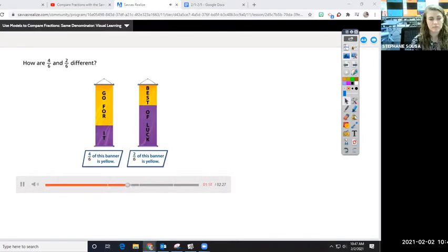How are 4/6 and 2/6 different? Alrighty, next question. How are 4/6 and 2/6 different? We've talked about how they're the same. How are they different? Levin, how are 4/6 and 2/6 different?